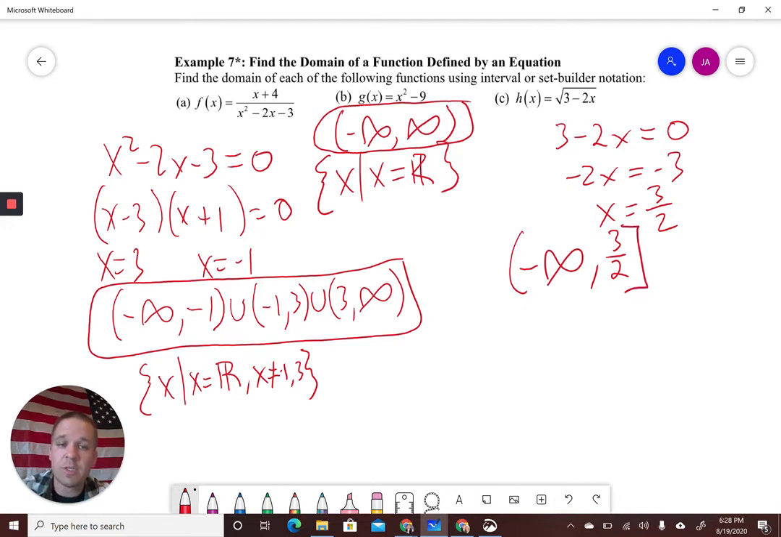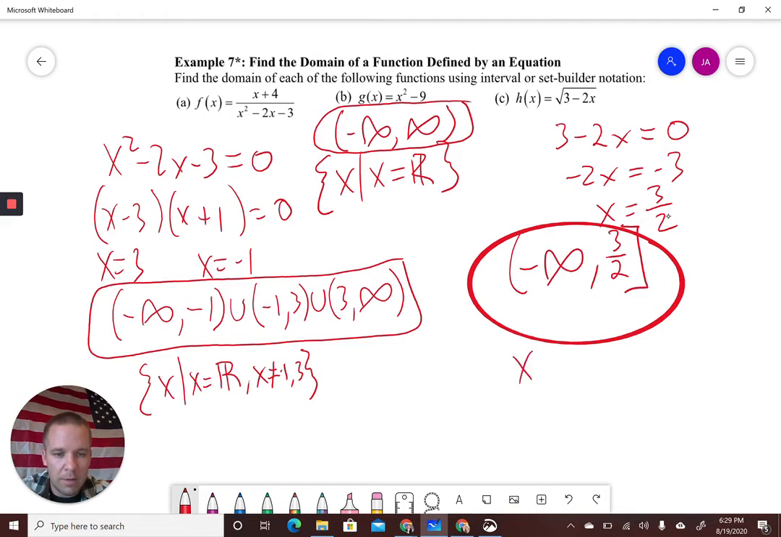Because we can square root 0. Almost made a little mistake there. All right, that would be my domain for that one. And you could also write that as x such that x is less than or equal to 3 over 2. But again, the book is going to want it in interval notation, which is the first one, which is why I'm circling that one. Okay?